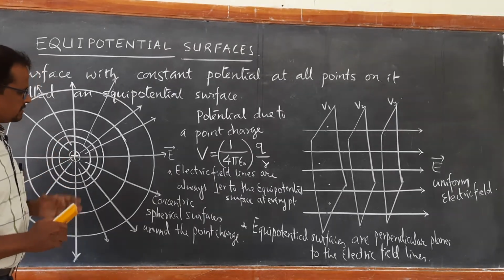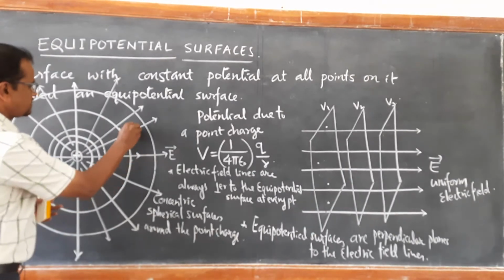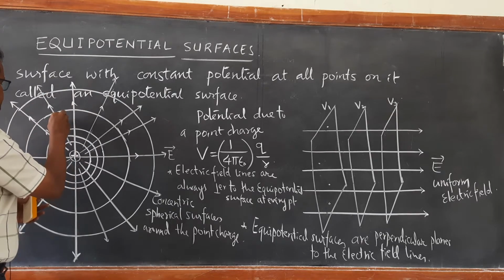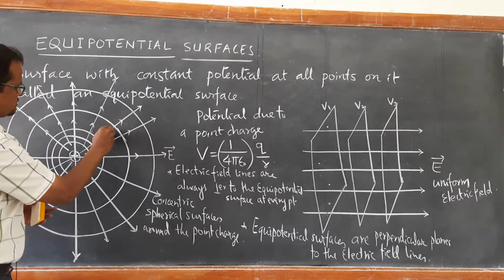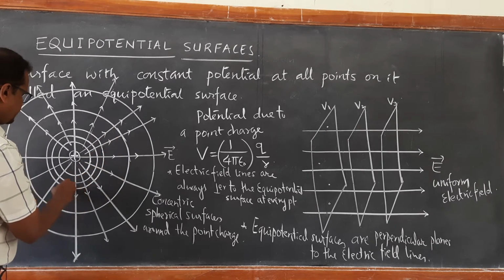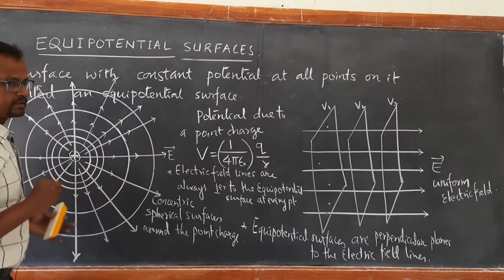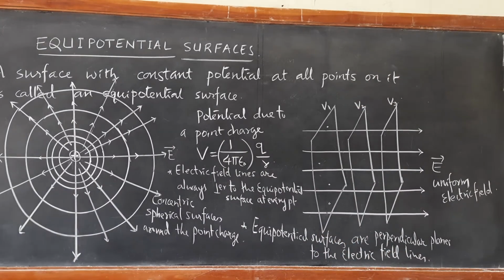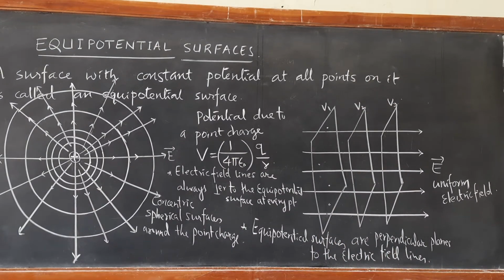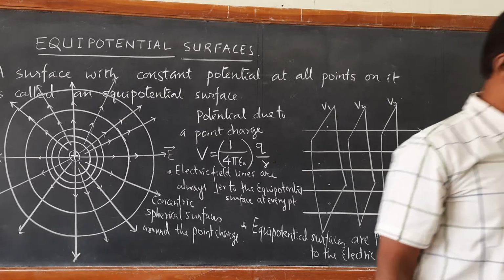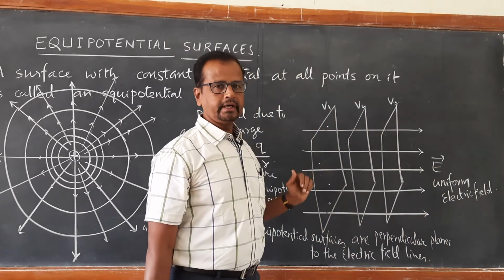Okay. This is the thing to be remembered, and at every point the electric field is perpendicular to the equipotential surface. This can be observed from the radial electric field as well as the uniform electric field. Now, one can prove how the electric field is perpendicular to the equipotential surface, or vice versa. How is it that the equipotential surface is always perpendicular to the electric field?